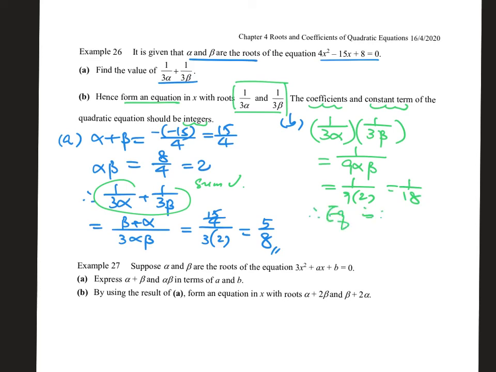So the equation would be, let's spell out the formula, x squared minus sum of roots x plus product of roots, 1 over 18. The question requires me to turn every fraction into integers, so you need to find a number to cancel 8 and 18 respectively. You search for the LCM, what is it? Yes, times 72. So finally it goes to 72x squared minus 45x plus 4. And this is the equation which carries the roots 1 over 3 alpha and 1 over 3 beta, though you don't know exactly what alpha and beta are.